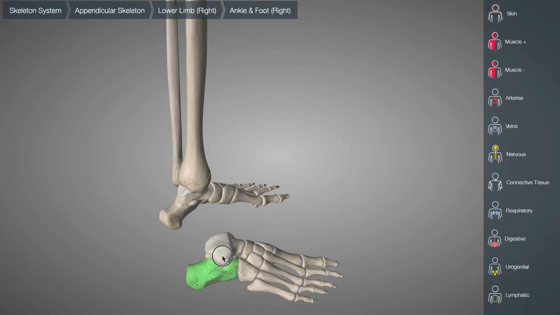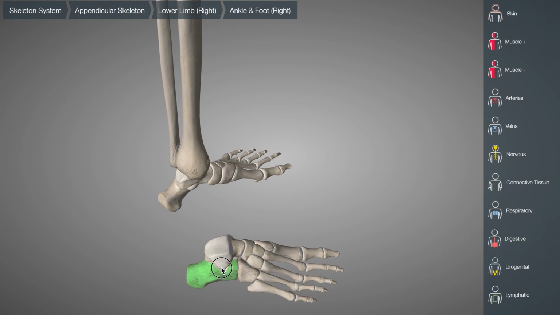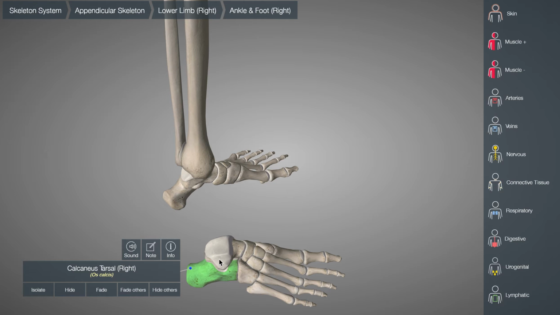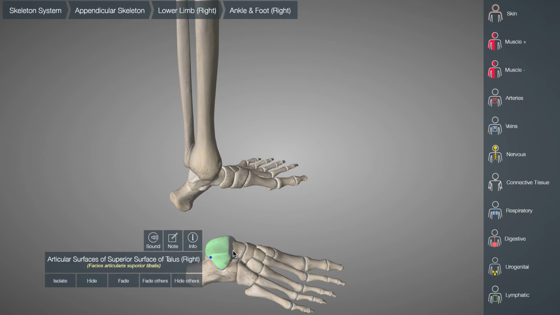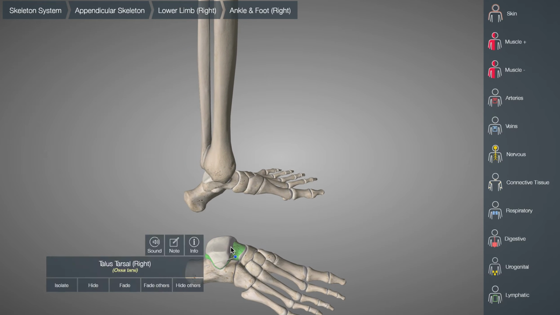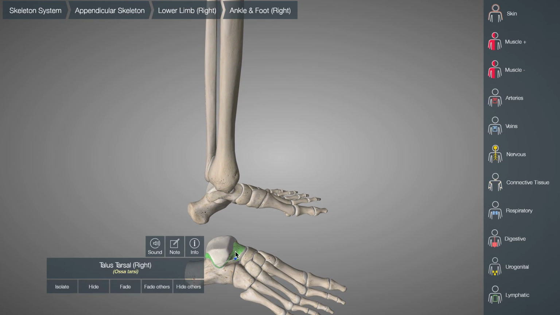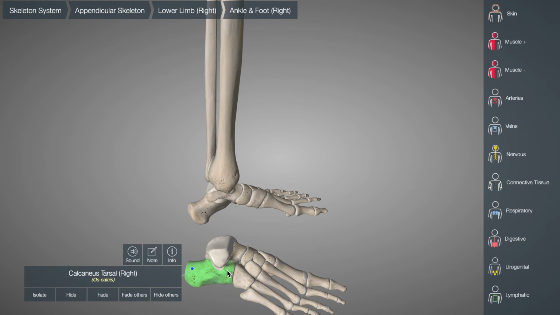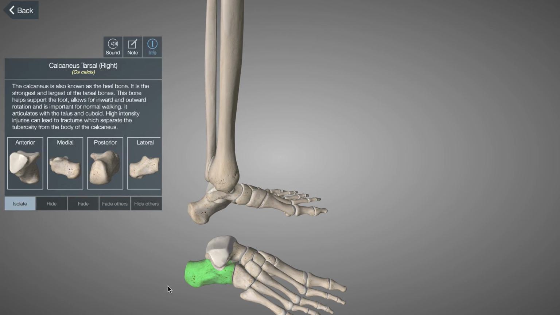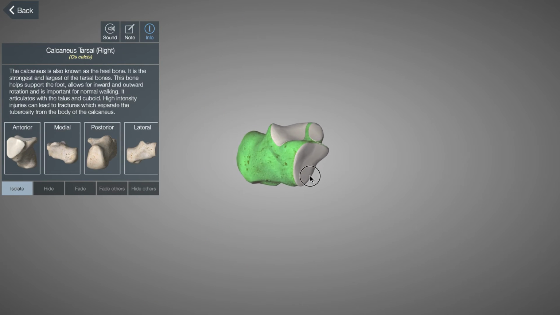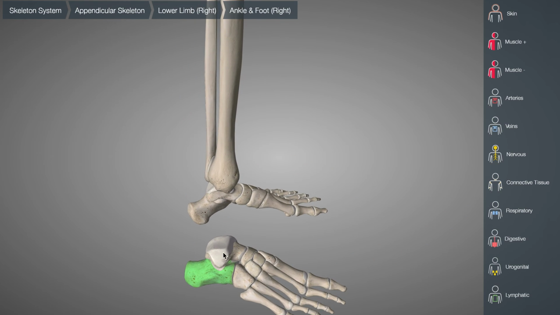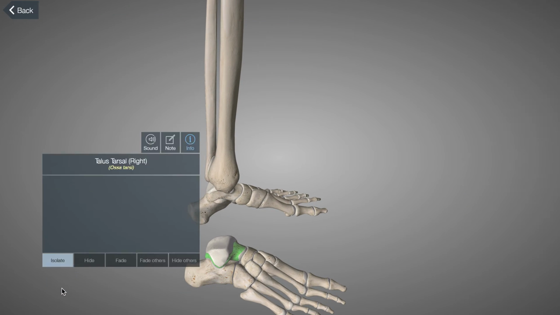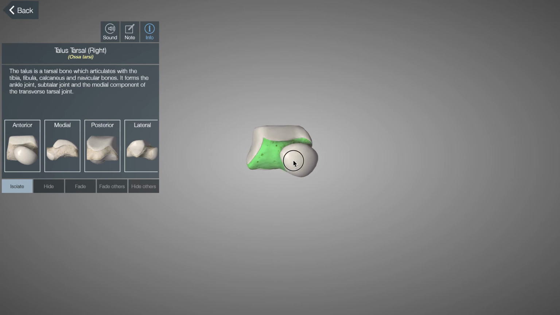So we'll look at this over here, which is the calcaneus. This right over here is actually the talus. Okay, so the talus, and then you have the calcaneus. Let me go ahead and isolate him so you can take a look at him. Okay, so this kind of forms our heel. The talus, go ahead and isolate that one.